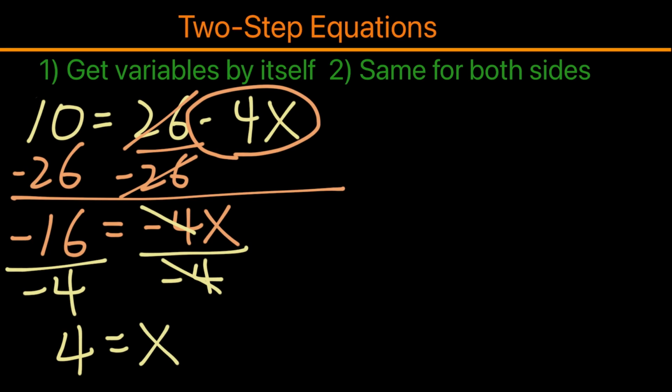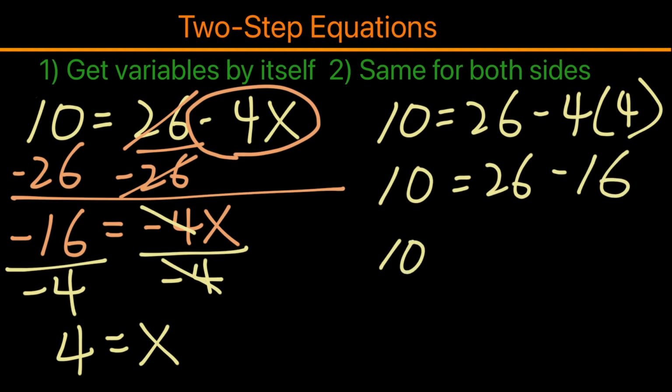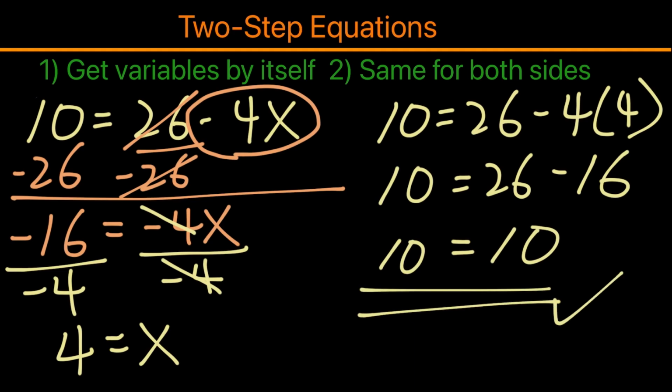And let's try to plug it back in. 10 equals 26 minus 4 times 4. 10 equals 26 minus 16. 10 equals 10. So that checks out, and x = 4 is the answer.